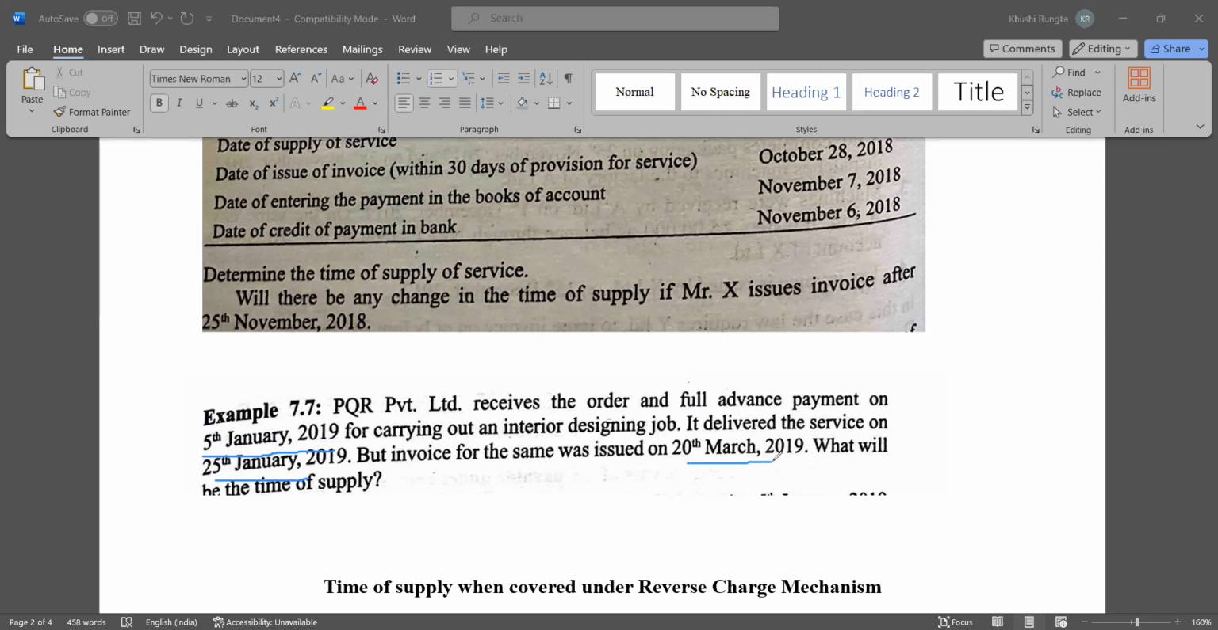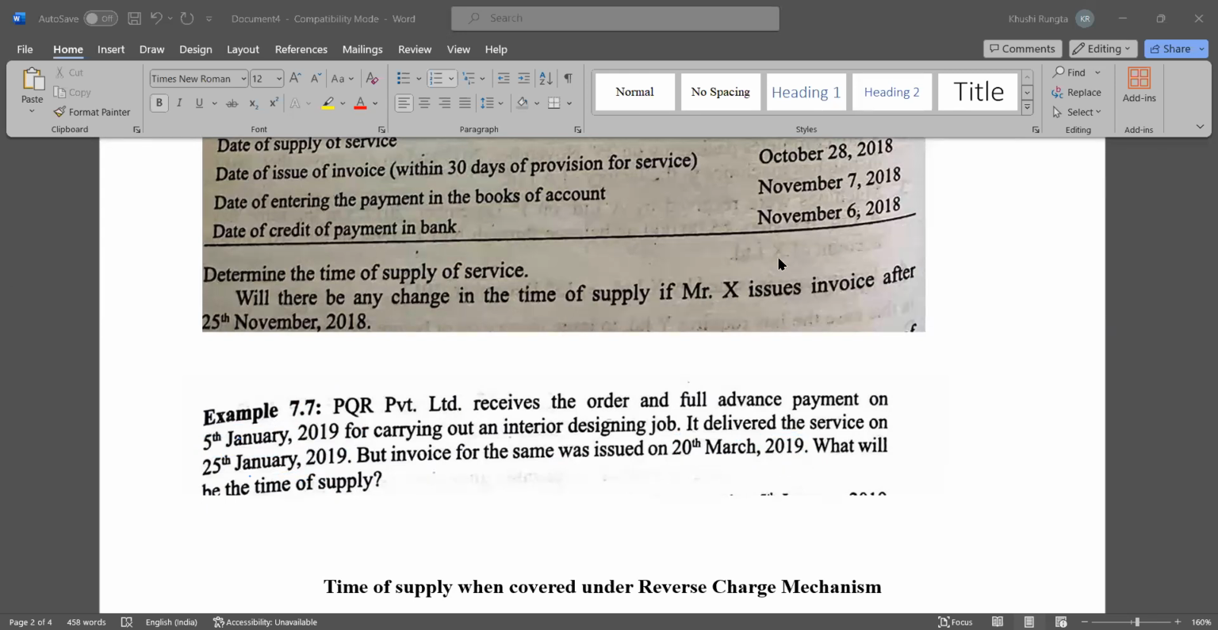Now, first we have to check, what we have to check? That whether the invoice was issued within 30 days from the supply of service or no. Now, the service was delivered on 25th January, but the invoice was issued on 20th March. So it is crossing the 30 days criteria. So two dates you will check, that is when the payment was made and when the service was delivered, whichever is earlier. Which is earlier, 5th January, 25th January? 5th January is the solution to this. Understood? Is it clear?